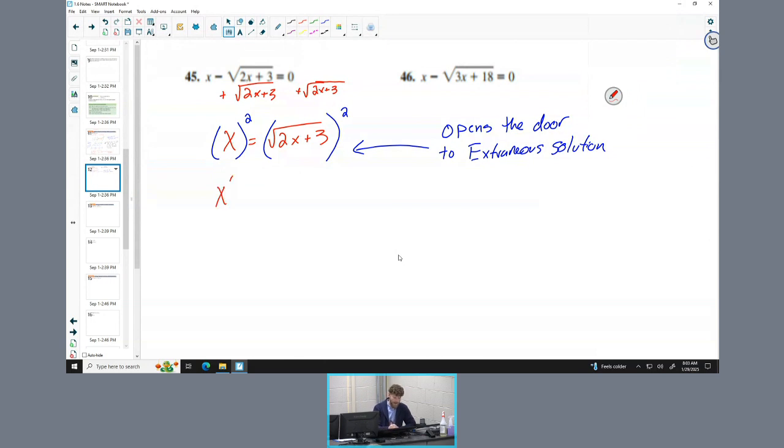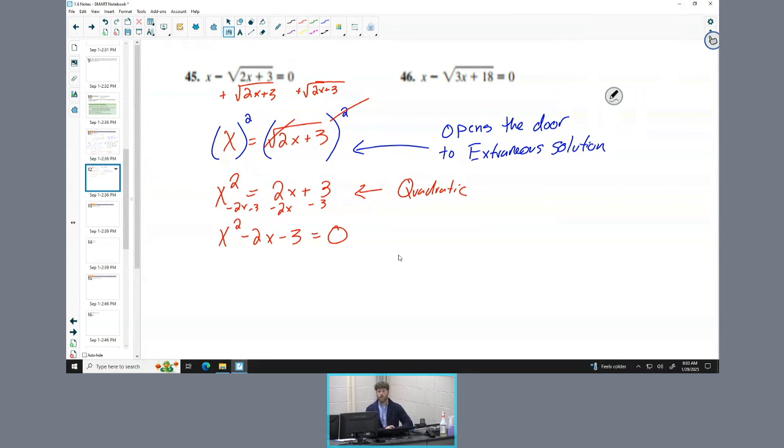So then I have x squared equals, the square and the square root cancel out, and I got 2x plus 3. All right, I see that this is quadratic because there is an x squared term. So when I see quadratics, I need to set them equal to 0, especially when it's 3 terms. So x squared, that means I'm subtracting 2x from both sides, so minus 2x. And then I'm subtracting 3 from both sides. Minus 3 equals 0.